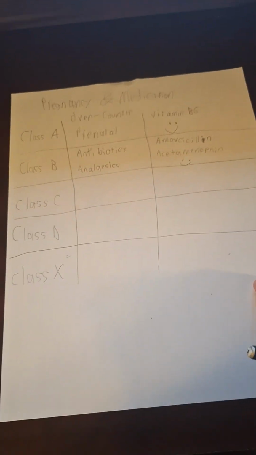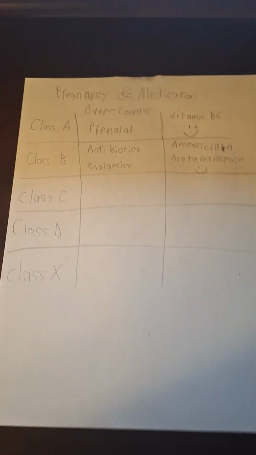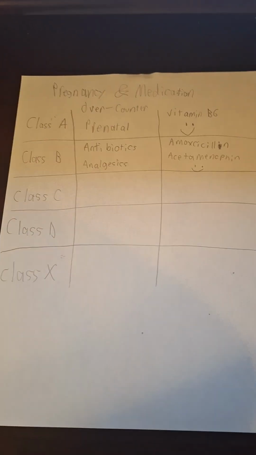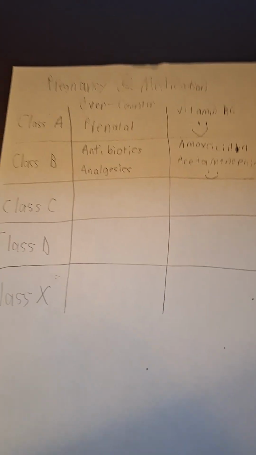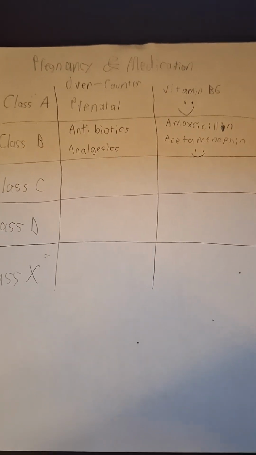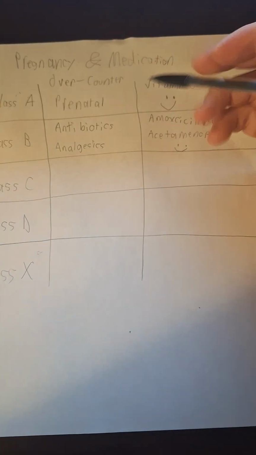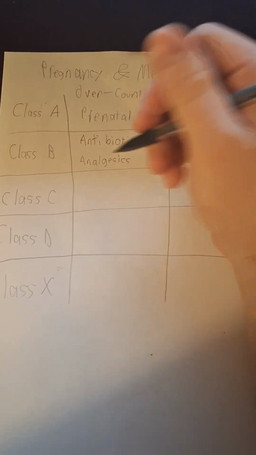Now, class C is where it starts to get a little bit risky. Again, a general rule of thumb is if mom's not alive, baby's not alive. So if it is life or death, you can use some of these medications for the mother, but this is where it starts getting riskier for the fetus. Now I was talking about how some antibiotics, like amoxicillin, are safe in pregnancy. There are some that are a little bit more dangerous.